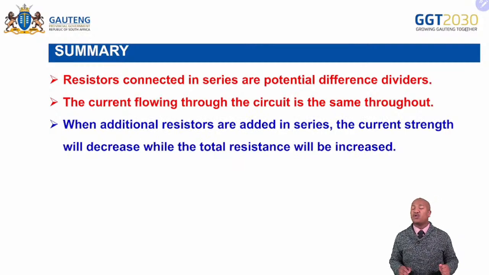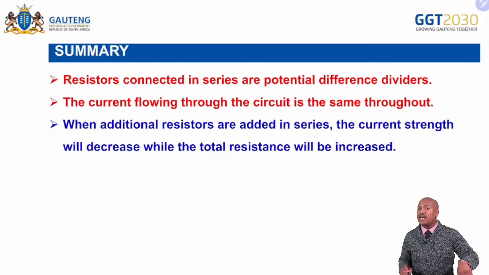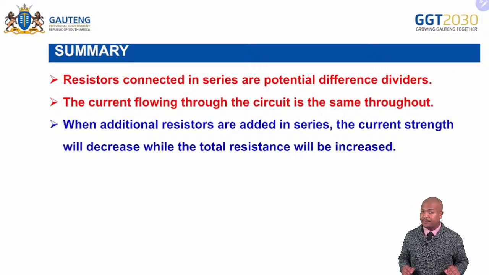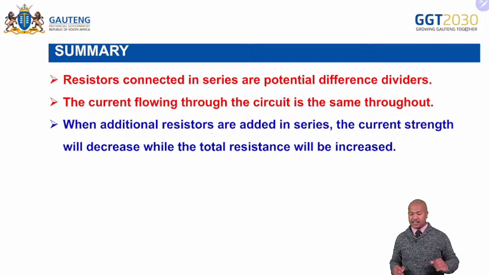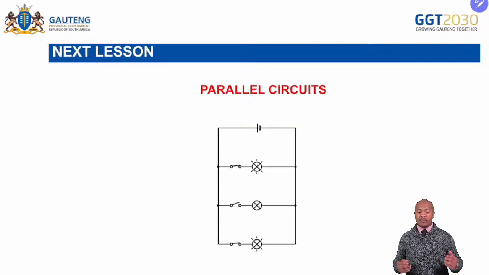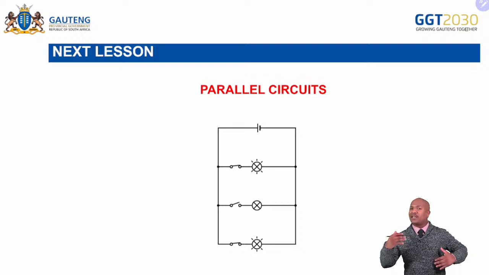Meaning the reading that you get from ammeter 1 is the same as the one you get from ammeter 2 in a series circuit. And we said that when additional resistors are added in series, the current strength will decrease while the total resistance will be increased, right? And now, I hope you become ready for our next lesson, which is parallel circuits, right?